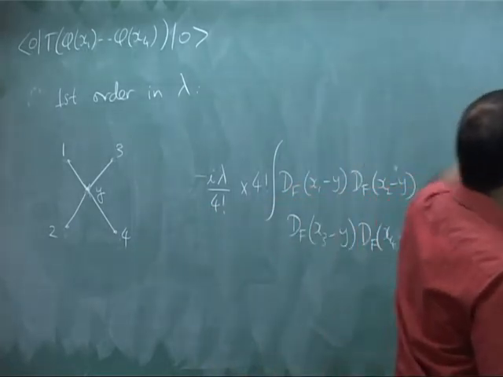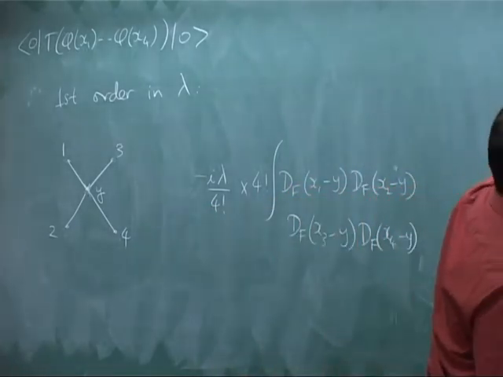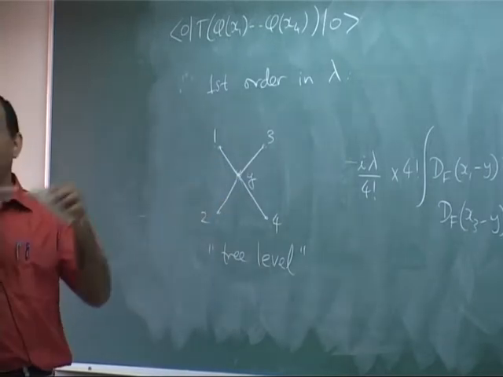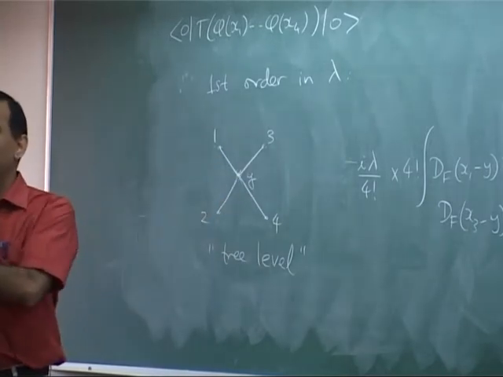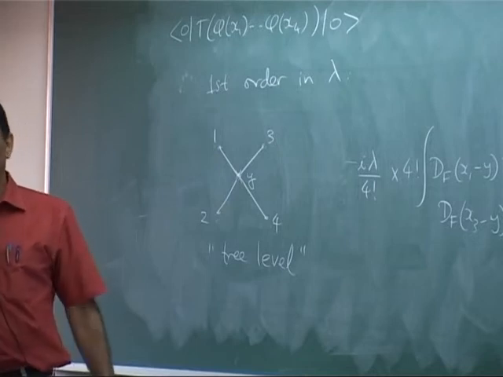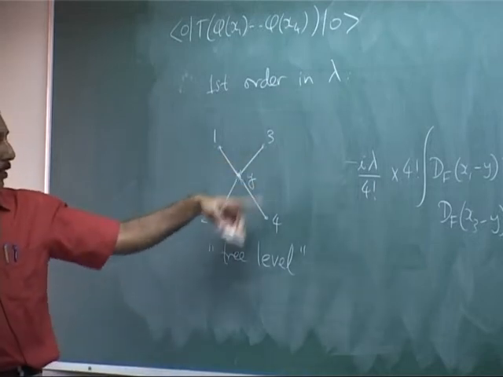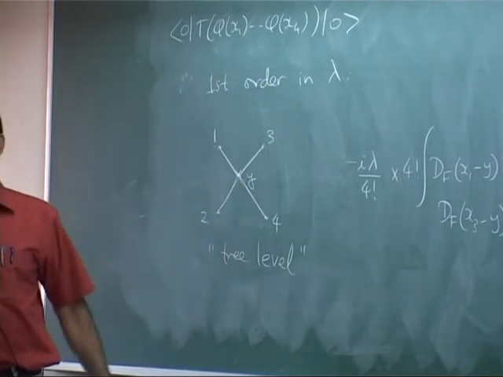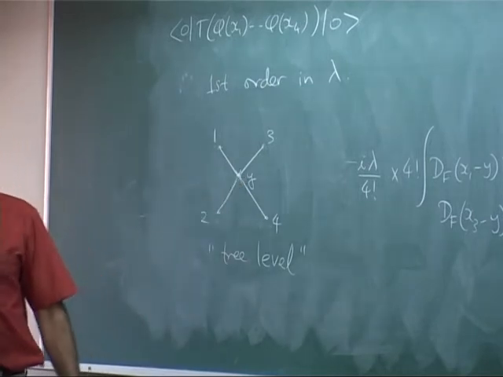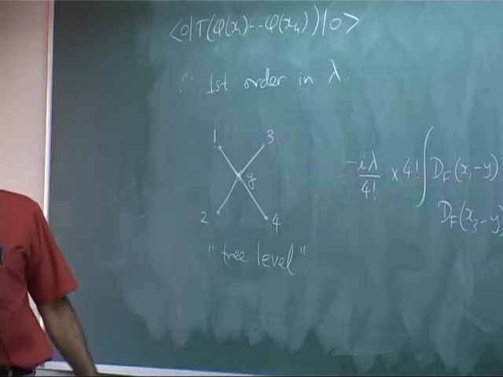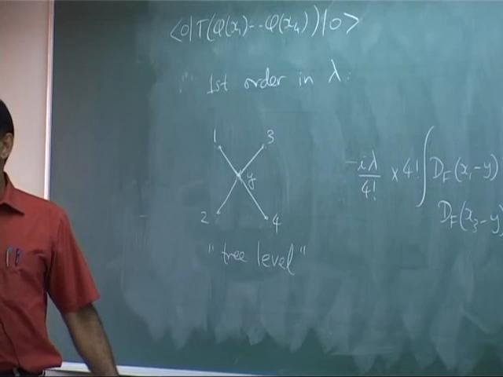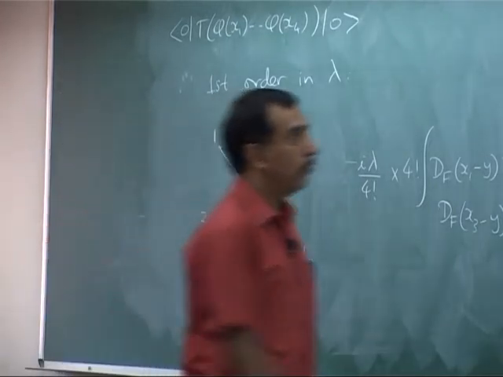So this diagram is in fact called tree level, and if you have a many-point function, like a 6 or 8 point function, you can have all kinds of branching without loops. But if I keep myself fixed to the 4-point function and look for higher order in lambda, then I'll start to get a different class of diagrams. First of all, have I exhausted all the diagrams at this order? Probably not. There's still some more.